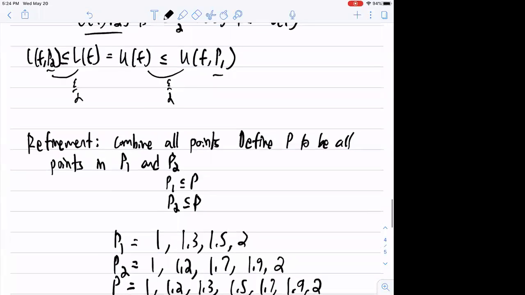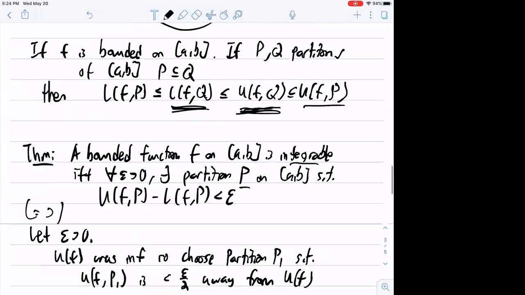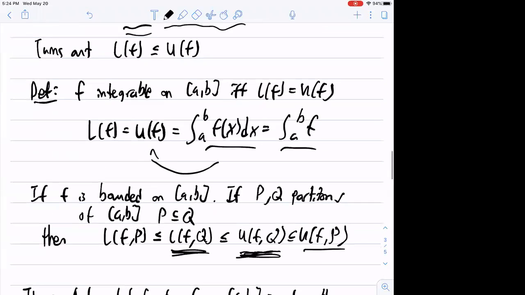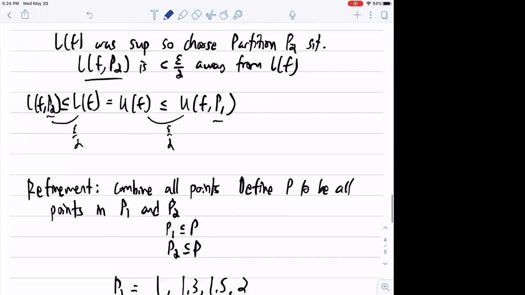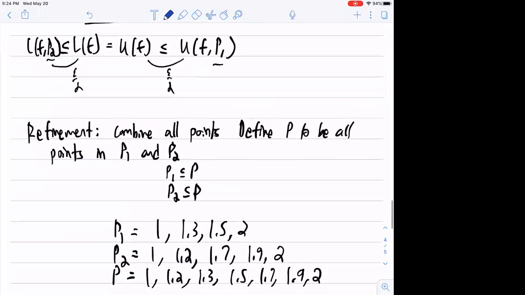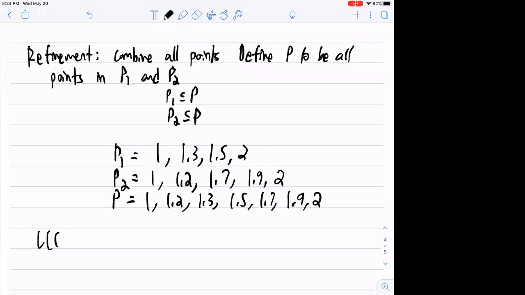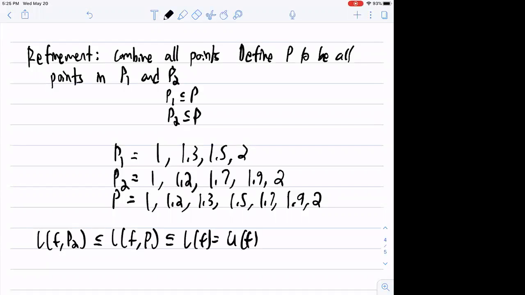Now the nice thing is, using the thing I just said, if I have a subset, I only get more and more accurate. So since P2 is a subset of P, I have L of FP2 is less than or equal to L of FP, which is still less than or equal to the actual integral, because this is an underestimate. I'm taking infimums, and we assume this was equal.